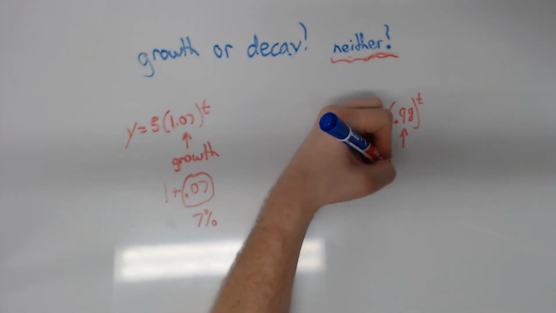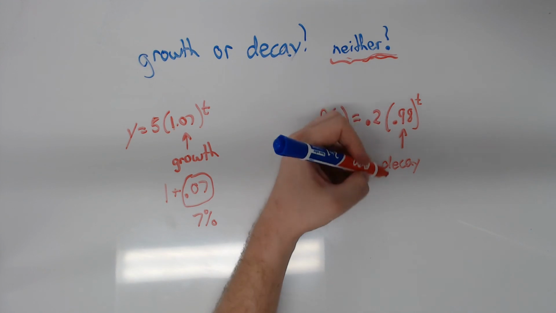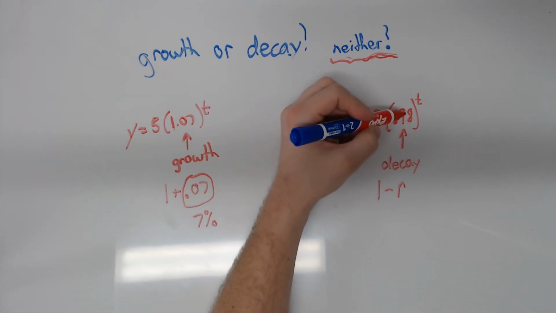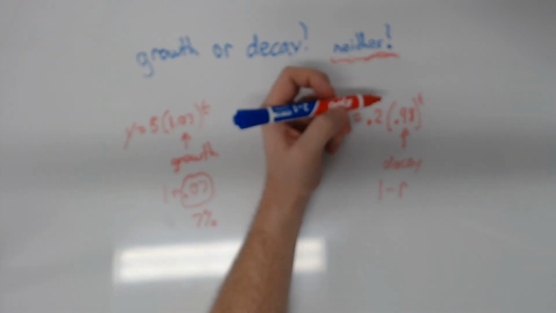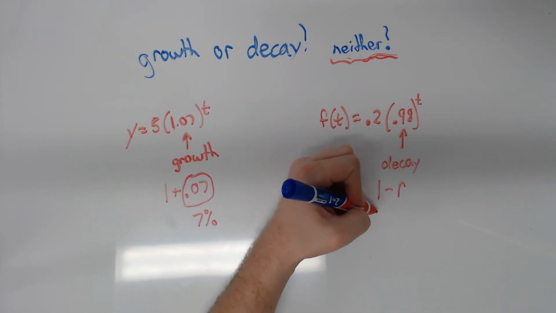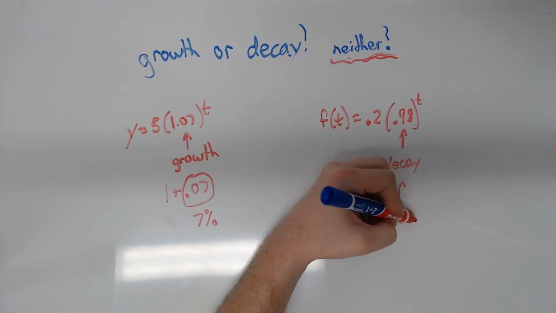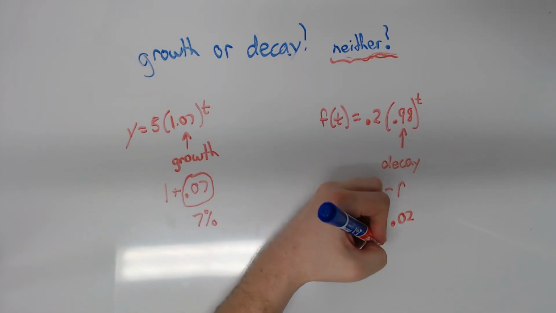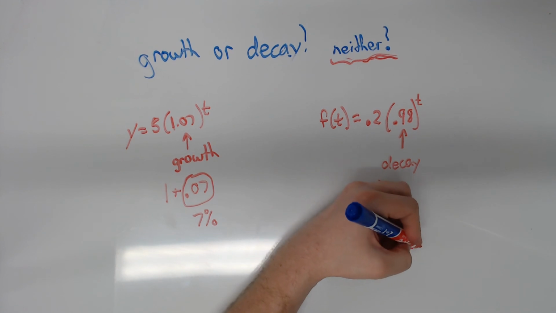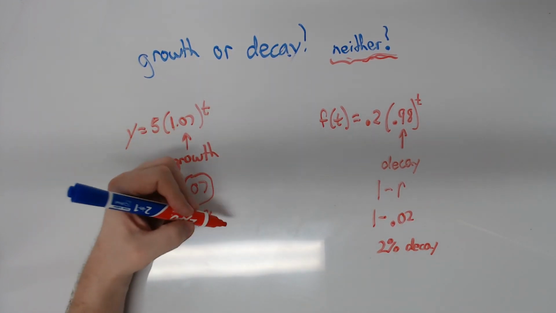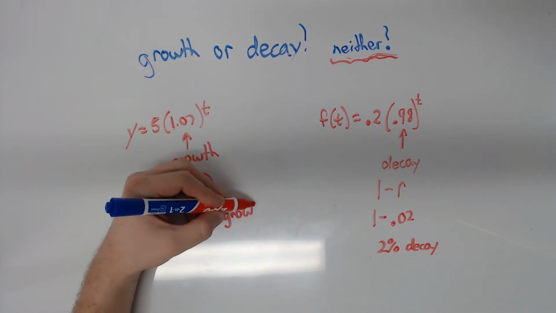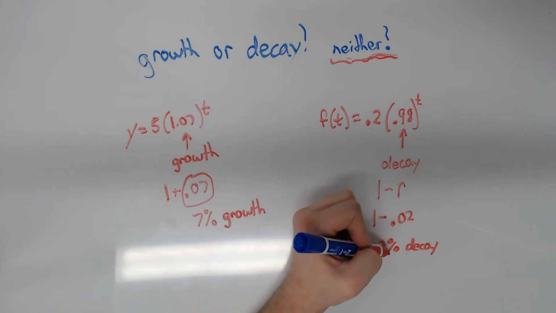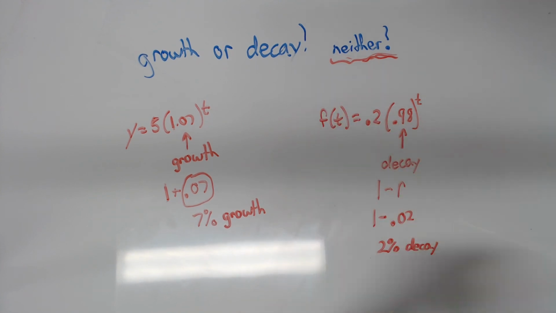Same conversation over here. This is decay, which is 1 minus r. How much did I lose from 1? I lost 0.02, which means I made 2% decay. 7% growth over here, 7% more than 1, 2% decay over here, 2% less than 1.